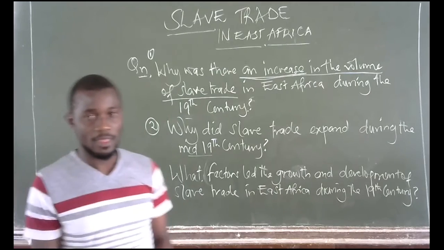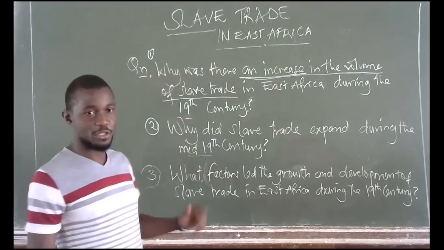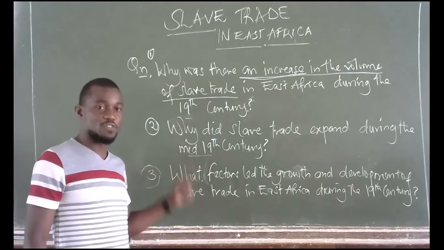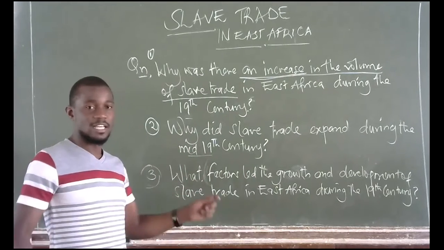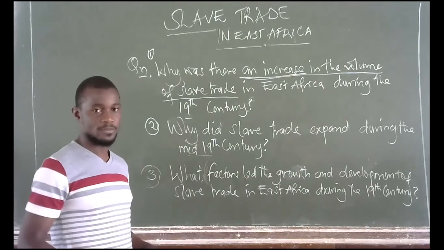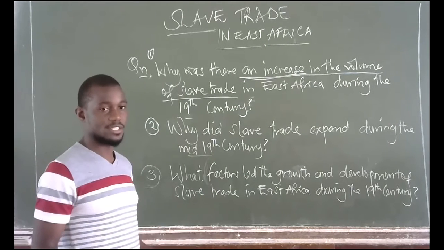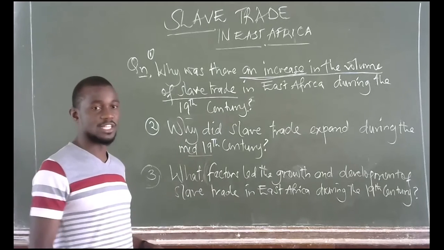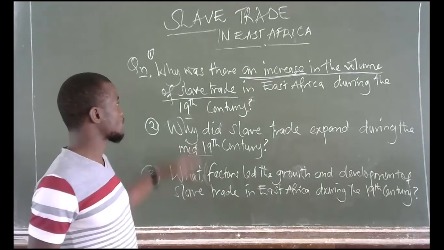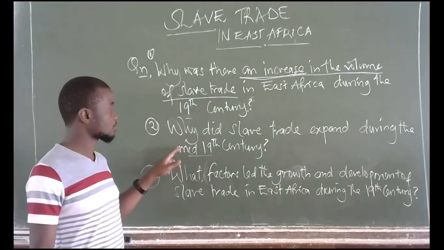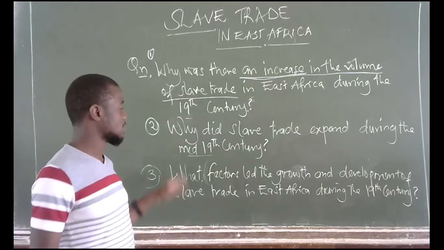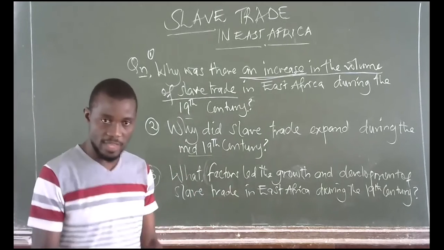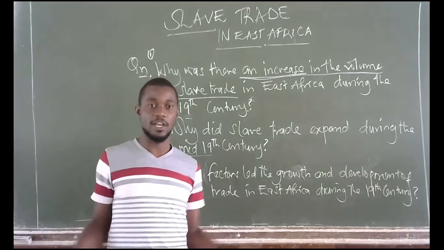This implies that slave trade was there. It was not the first time for slave trade to happen. If slave trade was there, it means that there is something which sparked off its volume to increase or to grow rapidly so that people engage in it and people benefit from it. So that is question one. Question two, why did slave trade expand during the mid-19th century? This implies that slave trade was also there, but it just expanded.